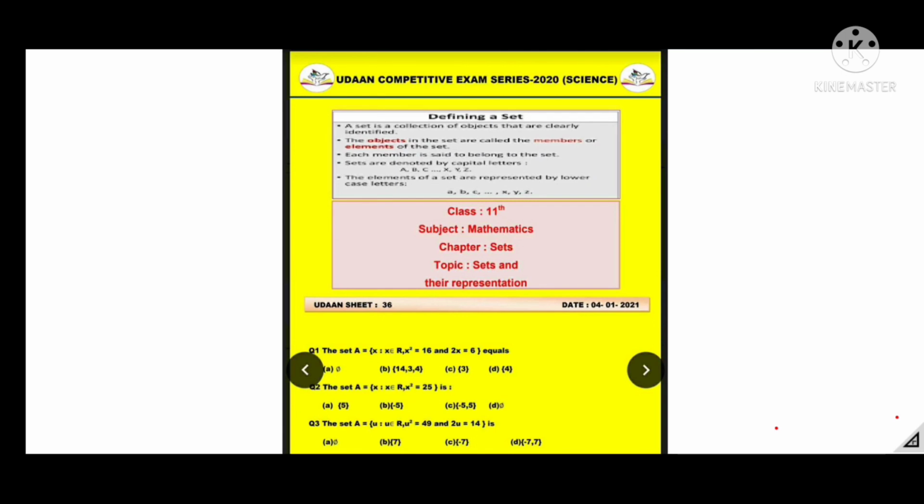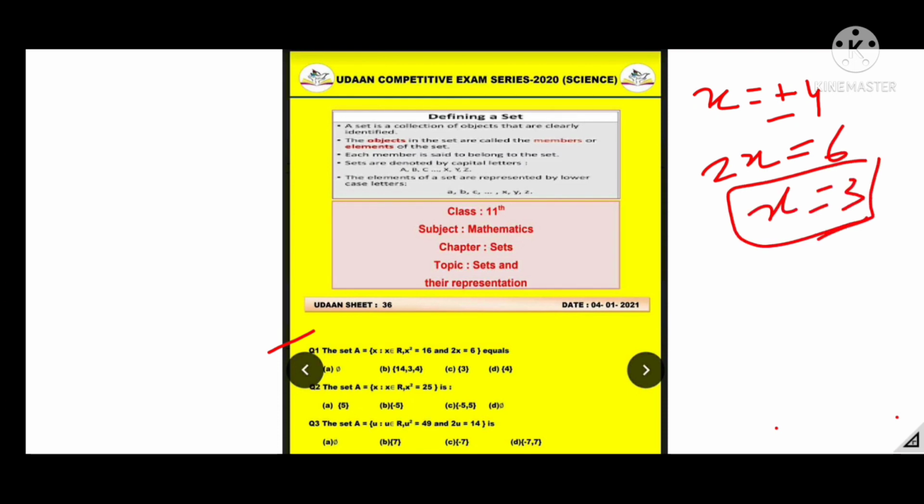So let's begin. First is the set A = {x : x belongs to R, x square is equal to 16 and 2x is equal to 6}. Now x square is equal to 16, that is x is equal to plus minus 4, and 2x is equal to 6 means x is equal to 3. Now, "and" means common in these two, but there is nothing common in these two, so option A is right, that is the null set.